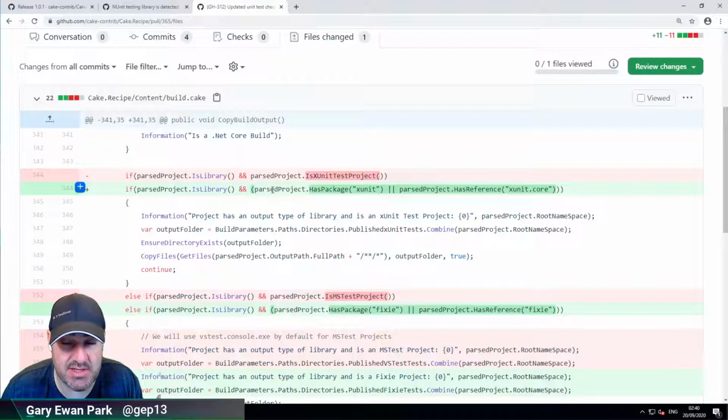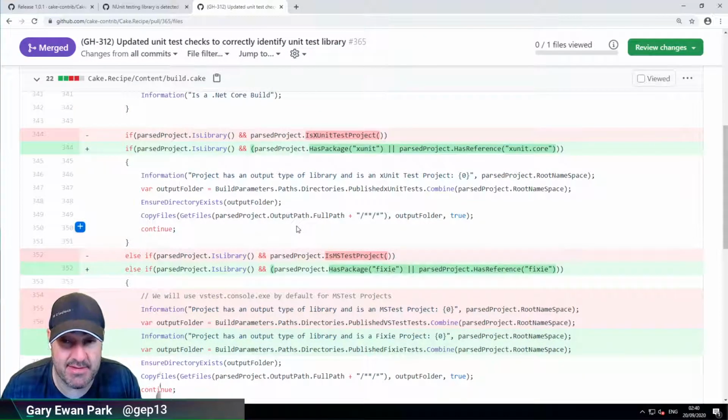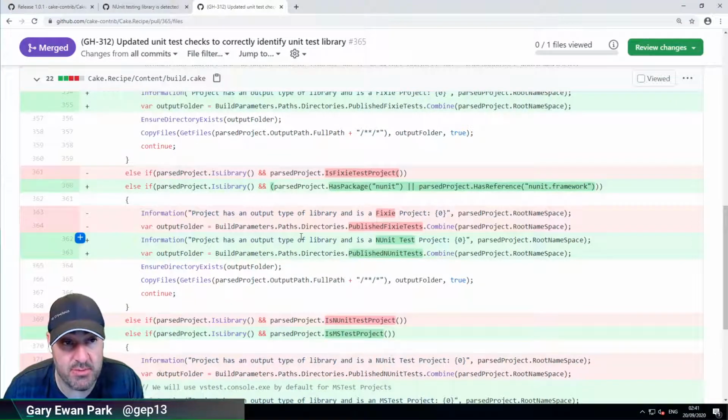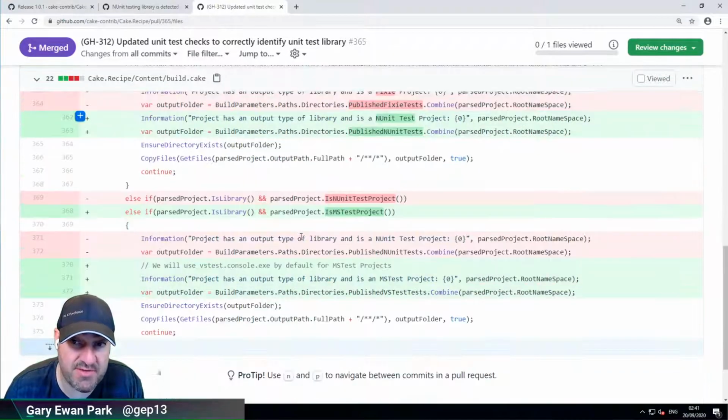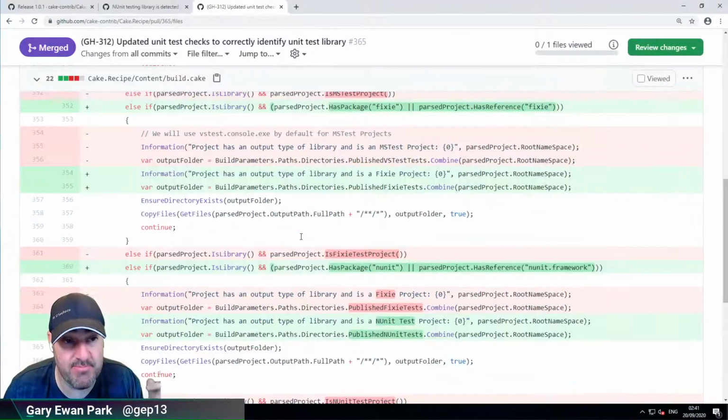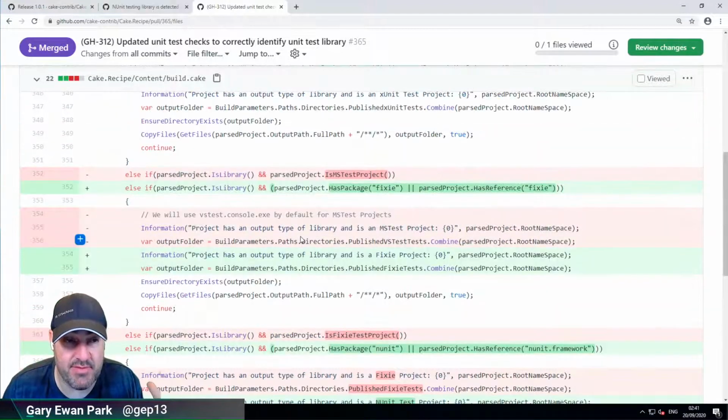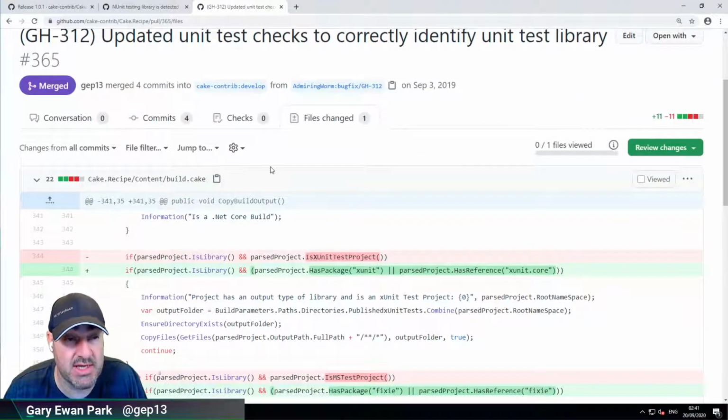So this allows the unit test projects to be correctly identified as the underlying tool that ultimately wants to run those tests. So we're just being a little bit more specific about the checks that we're doing, and with those in place, the projects are now being correctly identified and executed under the correct unit testing framework. So that's all that was included in this release.